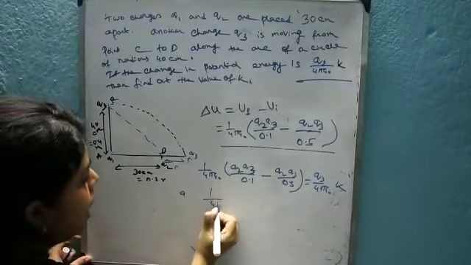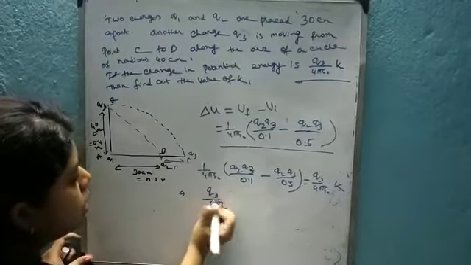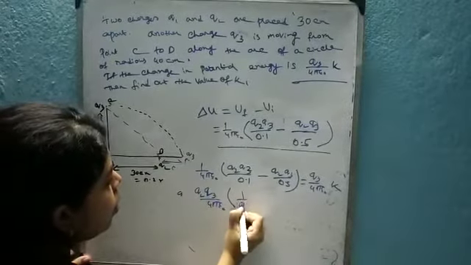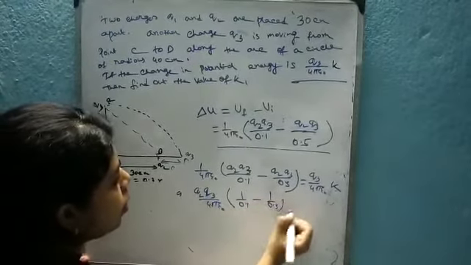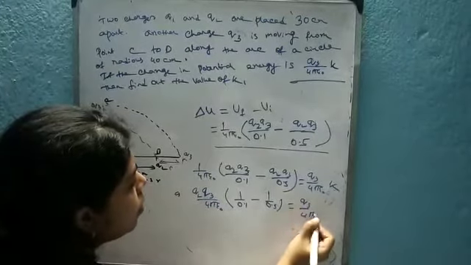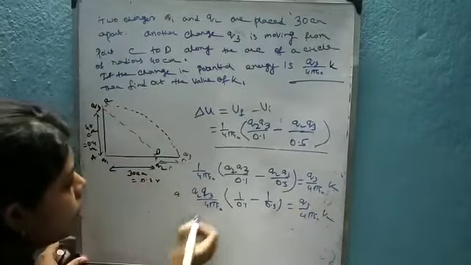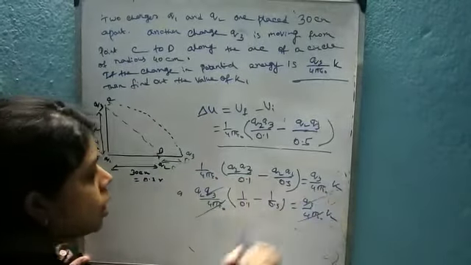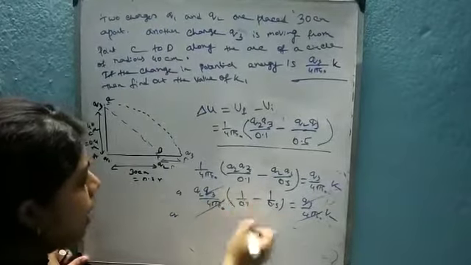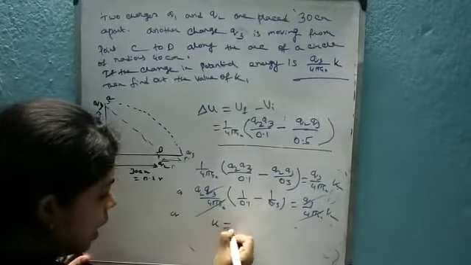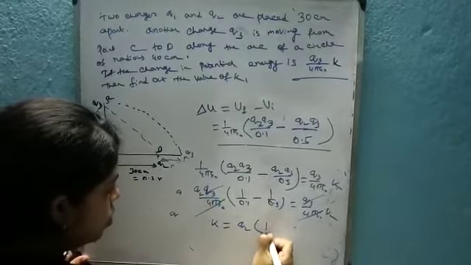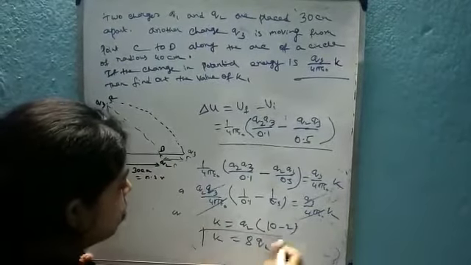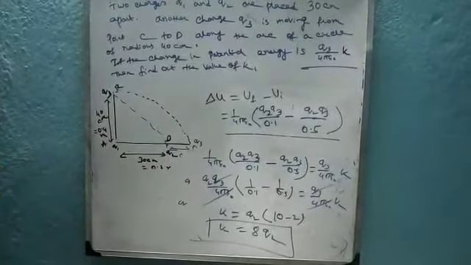So if I calculate this, then we get Q3 by 4 pi epsilon 0 K. We can cancel 4 pi epsilon 0 from both sides, and Q3 from this side, and if we calculate this, we can get K is equal to Q2 into 10 minus 2, that is 8 Q2. So the value of K is 8 Q2.